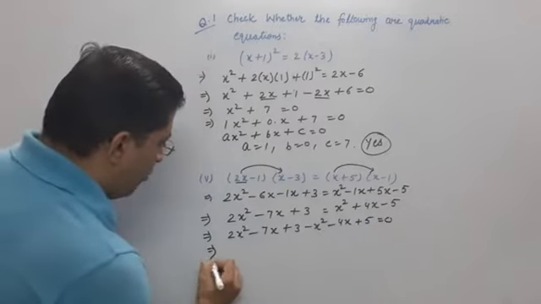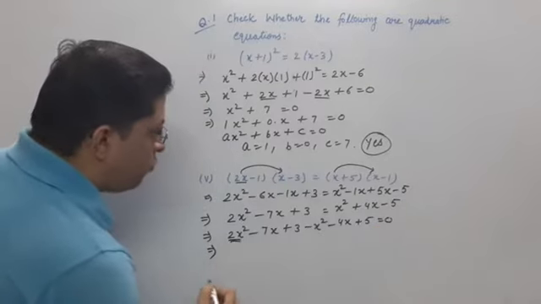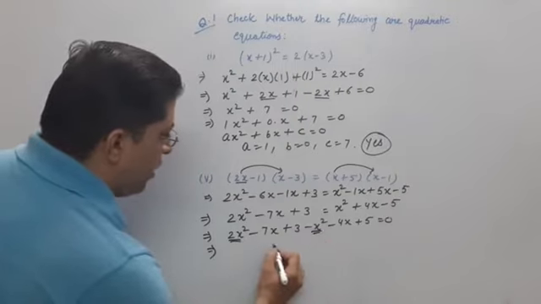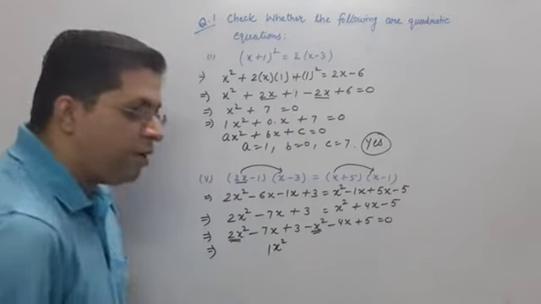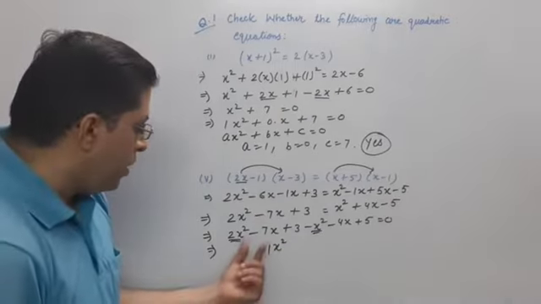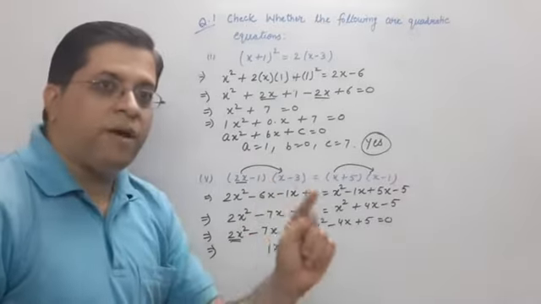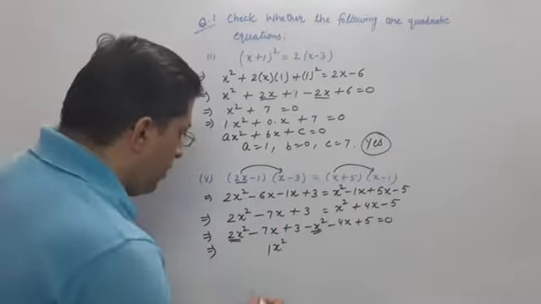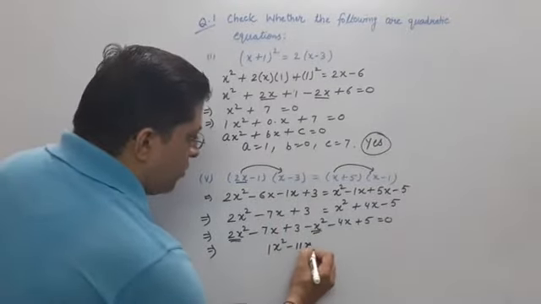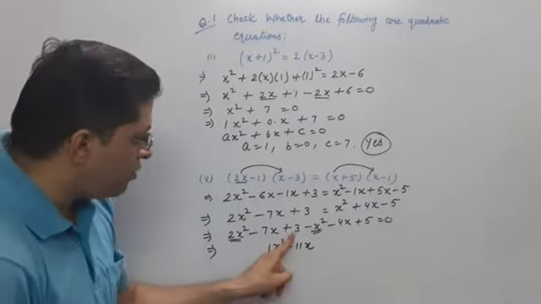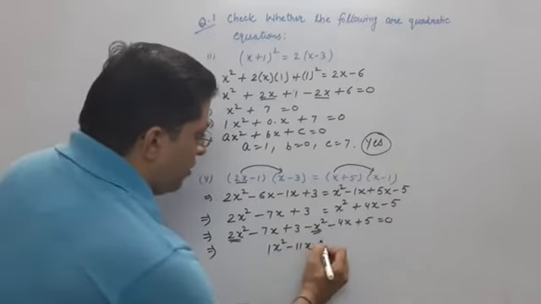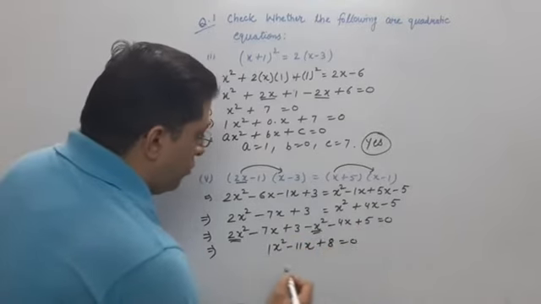Now come on, try to simplify. Here plus 2x square, here is minus x square, this will become 1x square. Here is minus 7x, here is minus 4x. Minus 7 and minus 4 will become minus 11x. Now see, plus 3 and plus 5 is coming plus 8, plus 8 equal to 0.